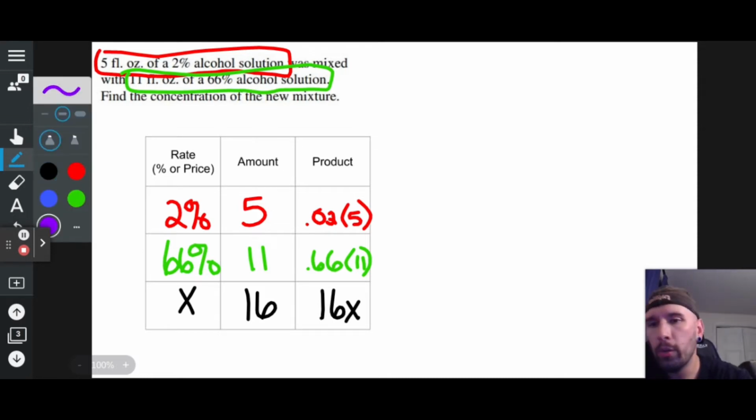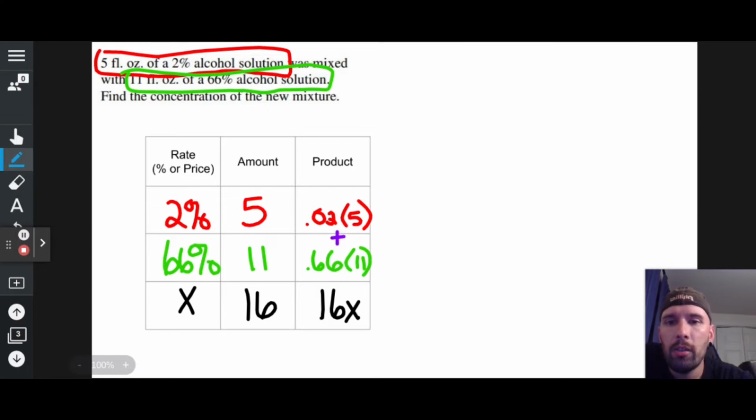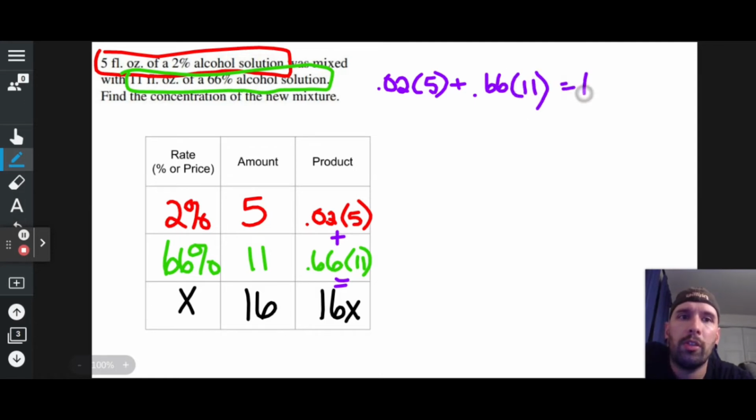Now, what I do to set up an equation is I add that guy, red, I add it to green, and it equals 16x. So 0.02 times 5 plus the green 0.66 times 11 equals 16x. The x is going to give me the rate, the rate of my total final mixture.